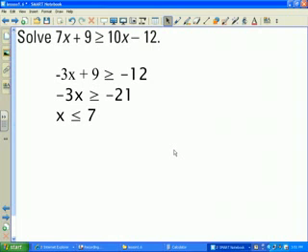In this example, solving the inequality, I subtracted 10x from both sides to get negative 3x on the left-hand side of the inequality. I subtracted 9 from both sides to get negative 21 on the right-hand side of the inequality. And now I divide both sides by negative 3. So negative 3x divided by negative 3 is 1x. Negative 21 divided by negative 3 is 7. But because I divided by a negative, I flipped the inequality symbol. Greater than or equal to becomes less than or equal to.